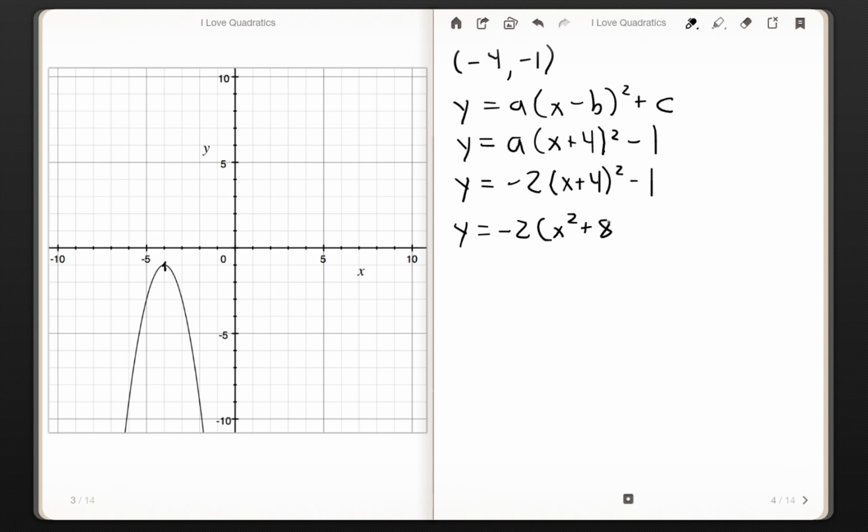we just have to simplify this out. -32 minus 1 is -33. There we go. That is this parabola in the standard form of a quadratic equation.